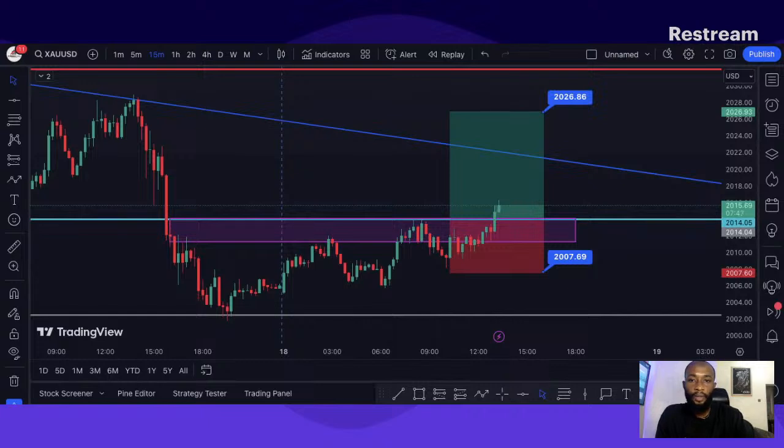So I'm already into this. I'm already buying this gold already. With some portion of my account, I will enter the rest when it comes back to retest that zone.